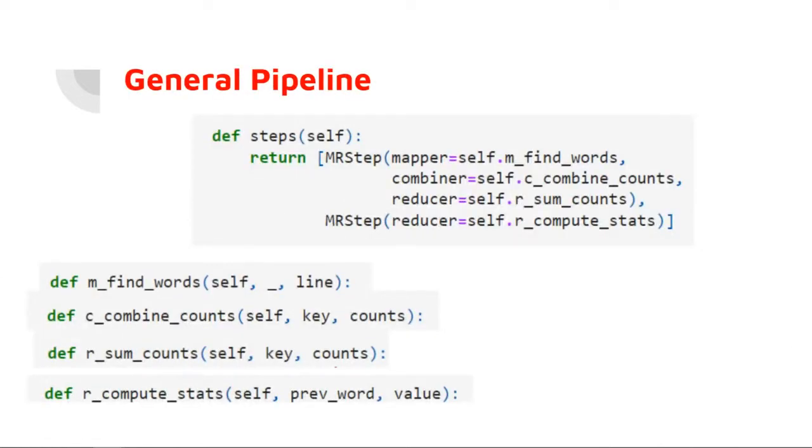Before explaining the code, we think it's important to see the general pipeline that our program follows. First, to execute any function, we have the steps function that indicates which function goes first and then. In this case, we can see which functions have the combiner, that is the c_combine_counts, and the general functions. My partner Alexander is going to explain these functions next.